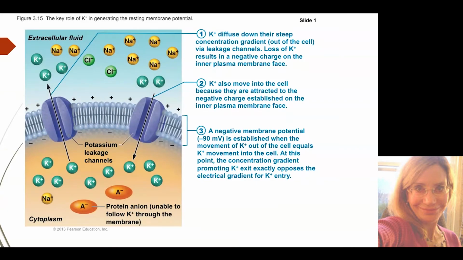So I believe there's a step art. Oops, it's not. Okay, so the key role of potassium in generating the resting membrane potential.